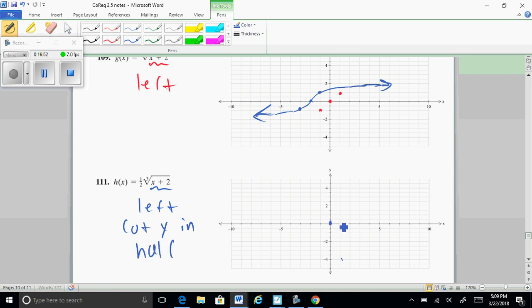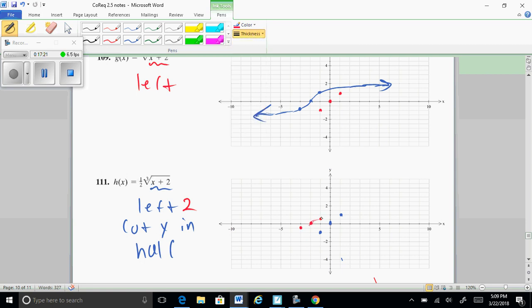Okay, so once again, we could plot those 3 guiding points. And so let's see, we're going to go left 2, and then cut in half. So left 2, and then we cut down to the halfway mark. Left 2, and if you cut 0 in half, you're still at 0. Left 2, and you cut -1 in half, you go to a -0.5. And so that's where we end up.